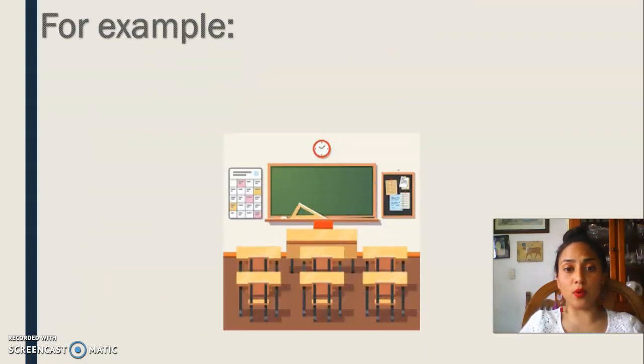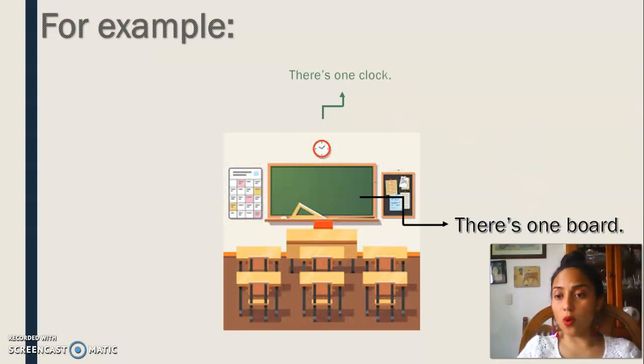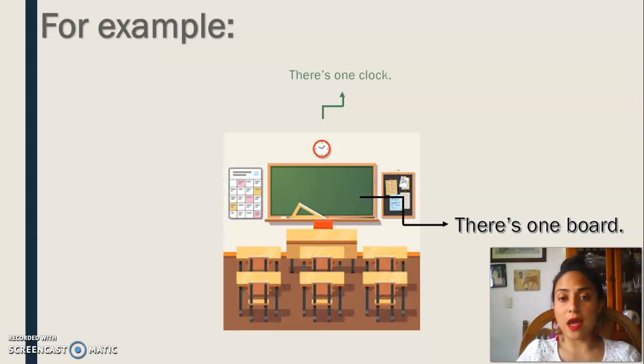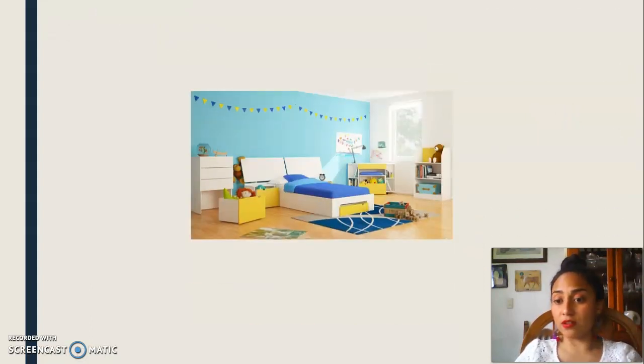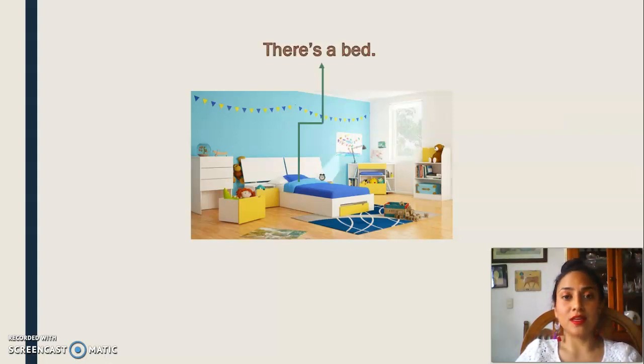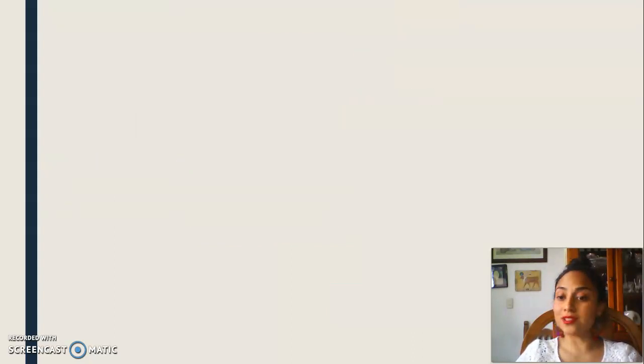So for example, there is one clock. Or we can say there's one clock. Hay un reloj. There is one board or there's one board. Hay un pizarrón. Now, for example, talking about a bedroom, we can say there's a bed, there's a teddy, there's a rug, and there's a doll. Well done, class.